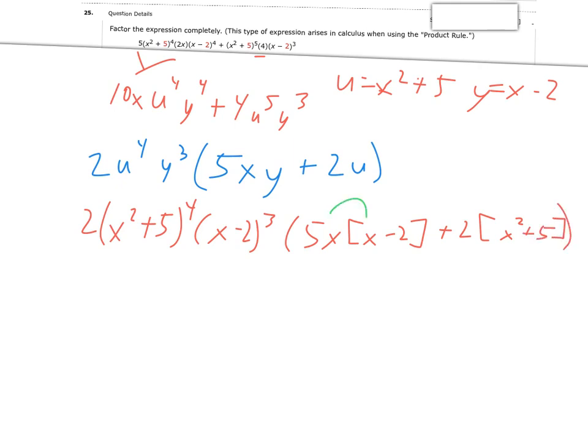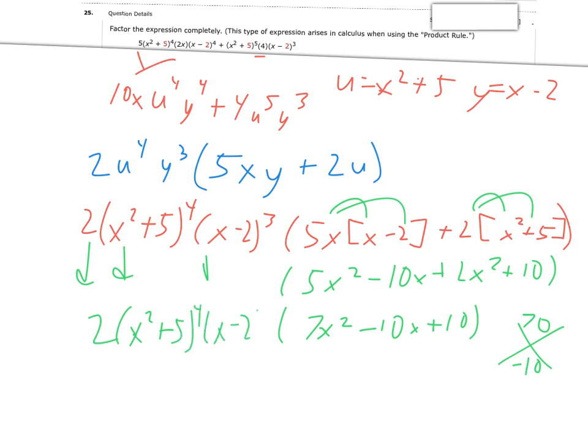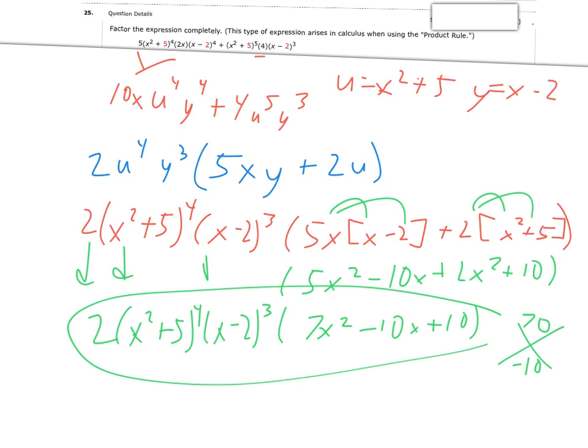All right, so now I got to work in here. So this is going to be 5x squared minus 10x. And then this one's 2x squared plus 10. And so I'll just combine those like terms. So it's 7x squared minus 10x plus 10. You can try to factor that, thinking with two numbers multiply to 70 and add to negative 10. There's no numbers that work there. And so that's all right. I'm just going to write my answer. I'll bring these guys down. So it's going to be 2 times x squared plus 5 to the 4th, x minus 2 to the 3rd, and then I got that box right there.